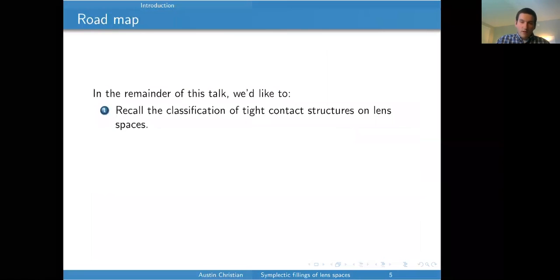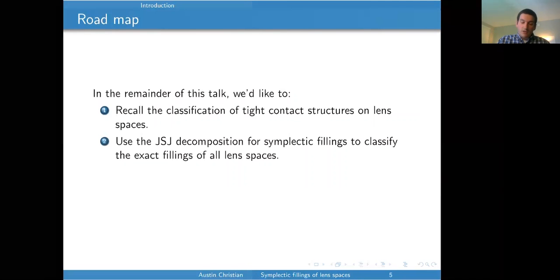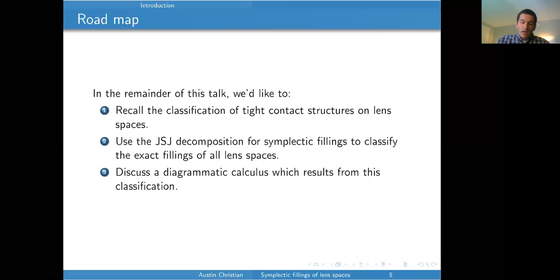Okay, so what's our roadmap for the rest of this talk today? Well, we'll first recall the classification of tight contact structures, so how we came up with that count, which was given by some continued fraction thing. Once we have that list of tight contact structures, then we will actually apply the JSJ decomposition to obtain the classification that was just stated. And then at the end, we'll have one slide where we try to discuss a diagrammatic calculus, which maybe is the fun thing about this result. We can break down our fillings using these cute diagrams.